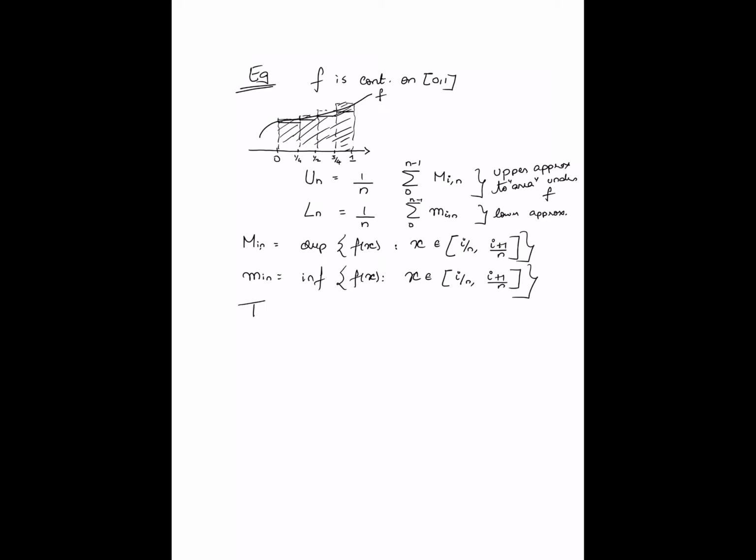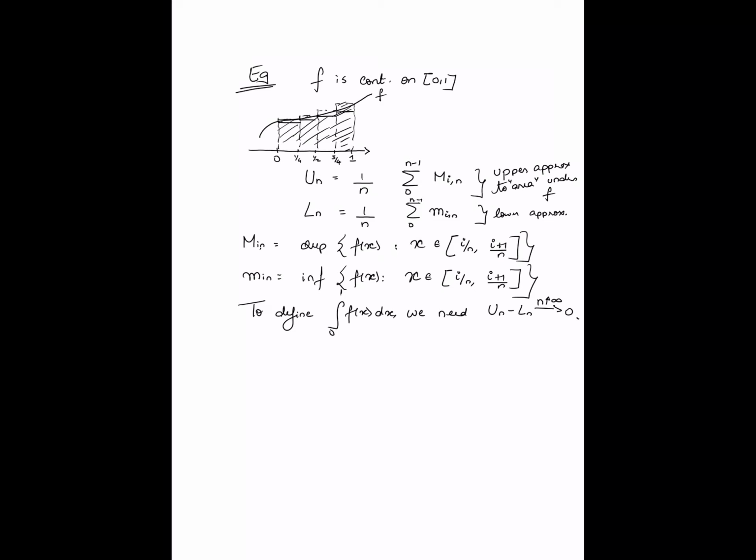So to define, let's say, the integral from 0 to 1, we need that un minus ln goes to 0 as n goes to infinity. In other words, as n becomes larger, the subintervals become smaller and smaller. The gap between un and ln must in fact become smaller and smaller, right?